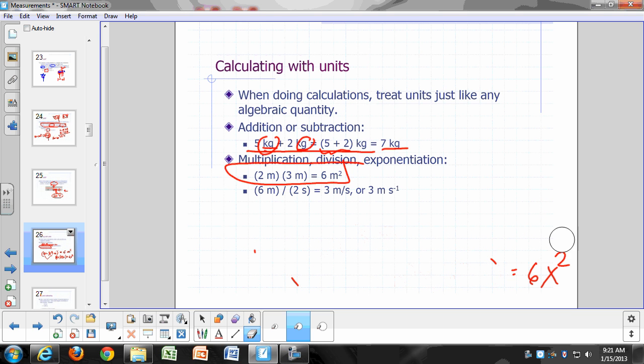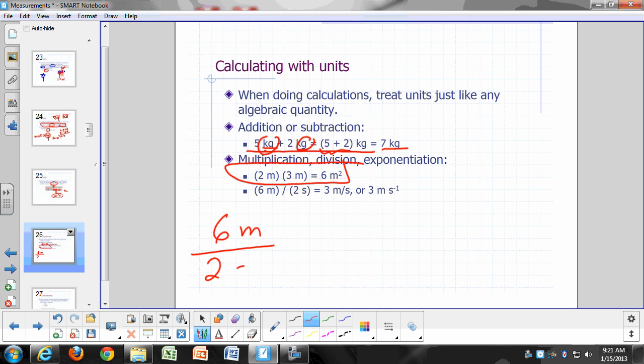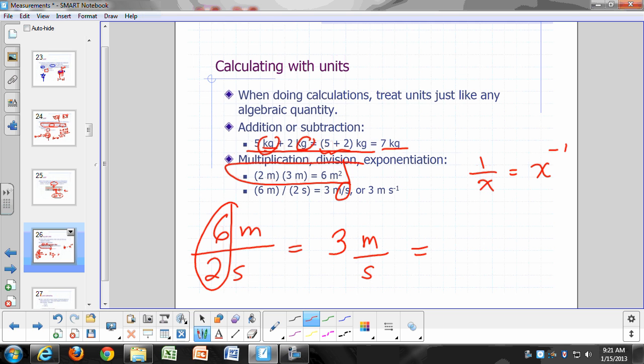What happens if you divide? You have 6 meters in this example divided by 2 seconds. This would be like a calculation for speed. 6 divided by 2 is 3, so that's 3 meters over seconds. So you say 3 meters per second, so that's what the slash means. Or, if you remember from algebra, 1 over x is the same thing as x to the negative 1 power. So this is 3 meters times reciprocal seconds, or inverse seconds. So you can write meters per second that way: meters times seconds to the negative 1 power.